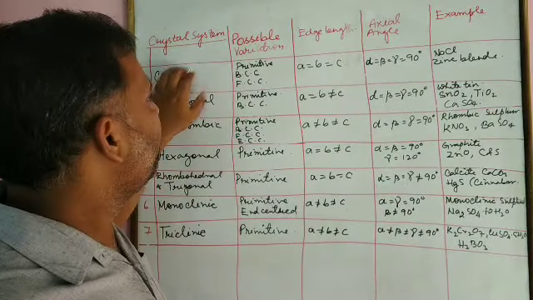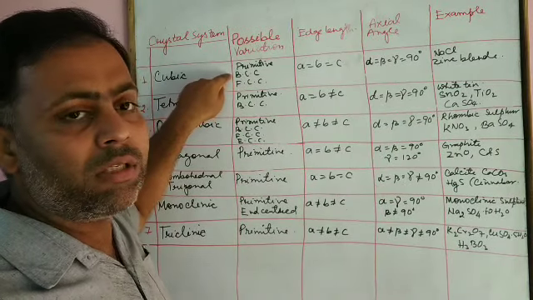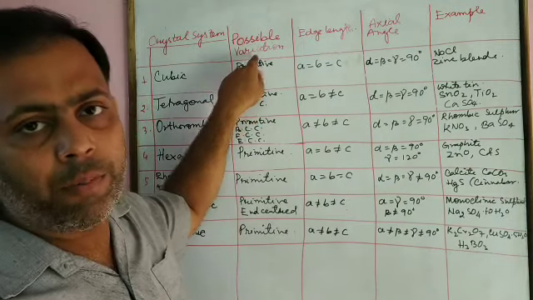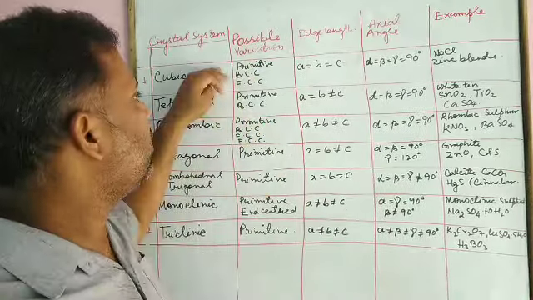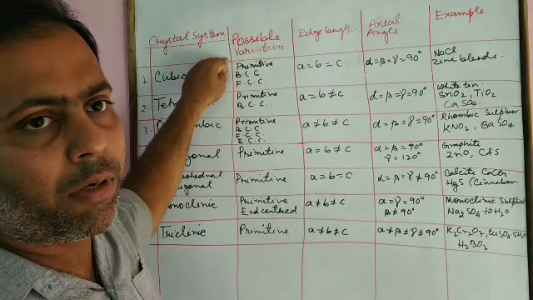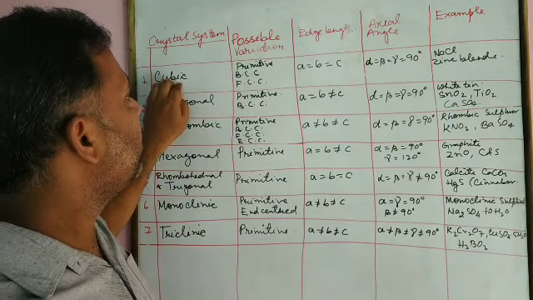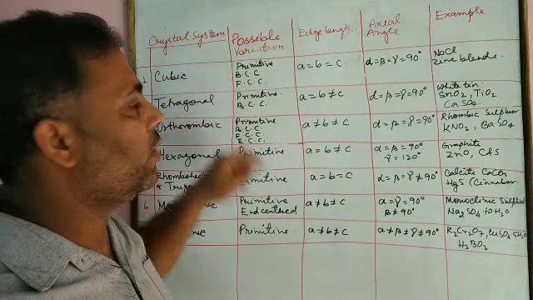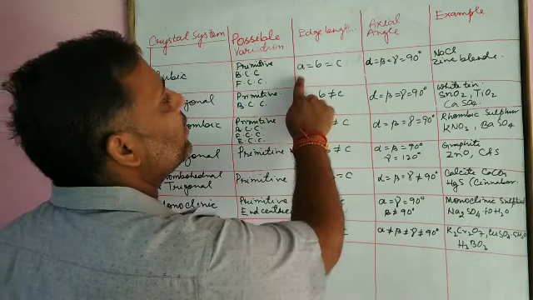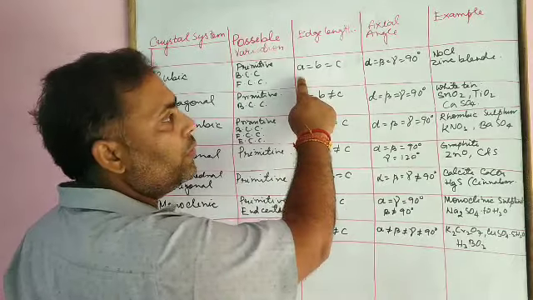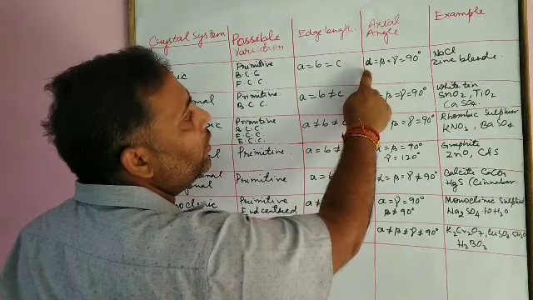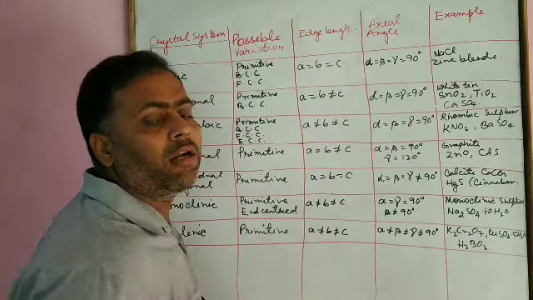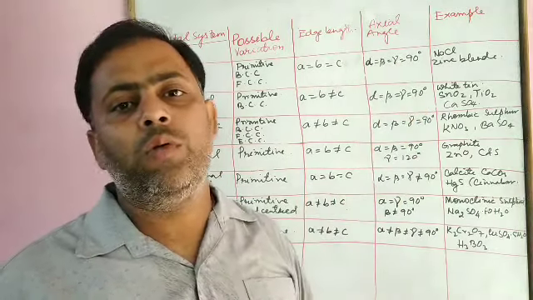It can occur in body centered cubic, face centered cubic or primitive. I have explained what is body center, what is face center and what is primitive. It means the cubic can vary in primitive, body center and face center, in which the edge lengths A equals B equals C and the angles alpha equals beta equals gamma equals 90 degree, and we have a good example of sodium chloride.